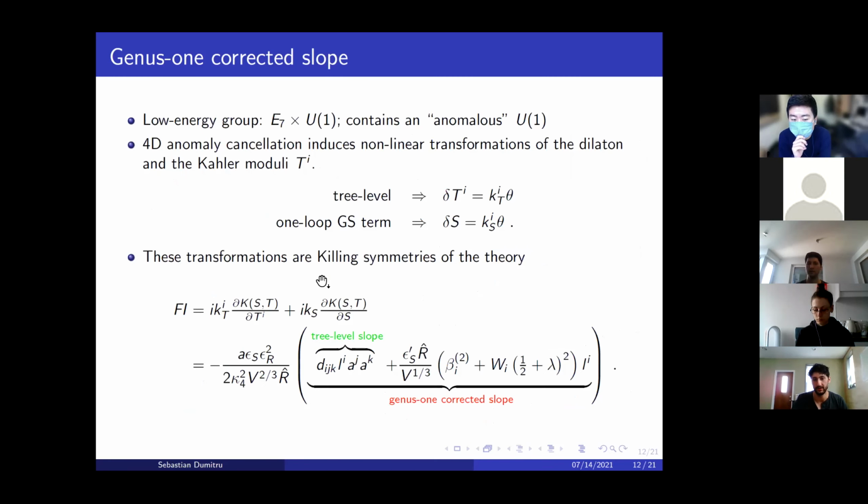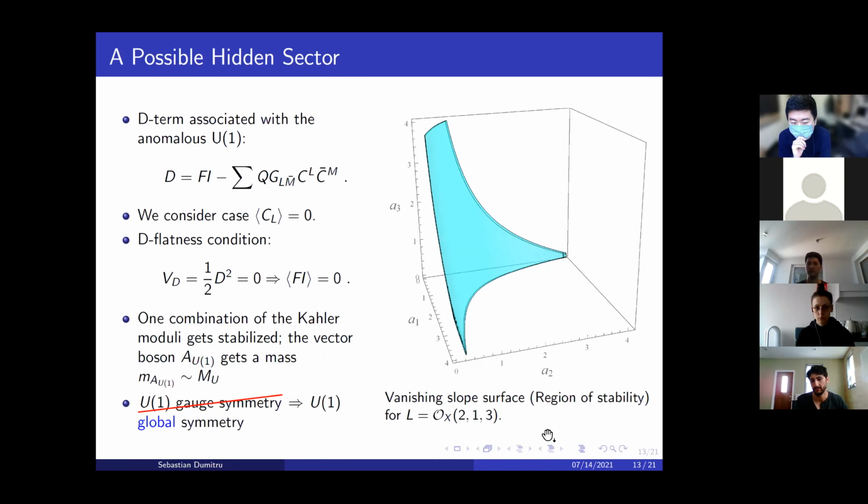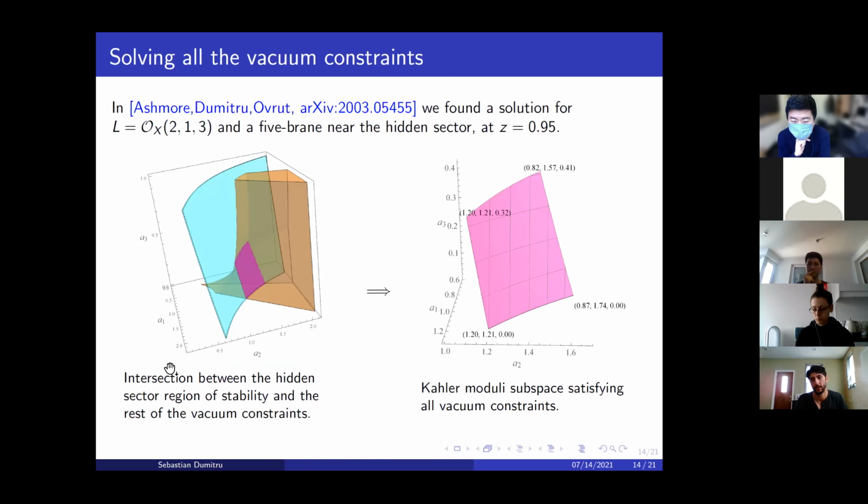So we need to find the bundle L which solves this vanishing slope condition. And we propose in our work a line bundle (2,1,3), which has this following vanishing slope surface in the A1, A2, and A3 space. So this D-term potential forces the moduli to sit on this surface. As a consequence of this so-called D-term stabilization, the anomalous U1 gauge symmetry is actually broken, but remains as a U1 global symmetry because the gauge boson ate the axions related to these moduli and became massive. So we found a hidden sector which is stable in a certain region of the Kähler moduli space.